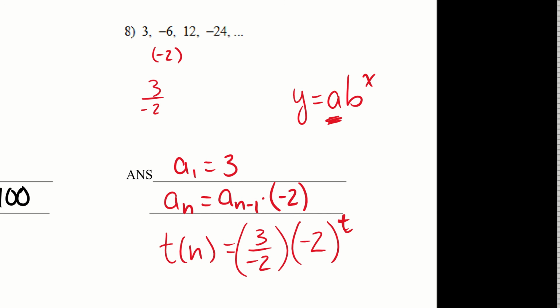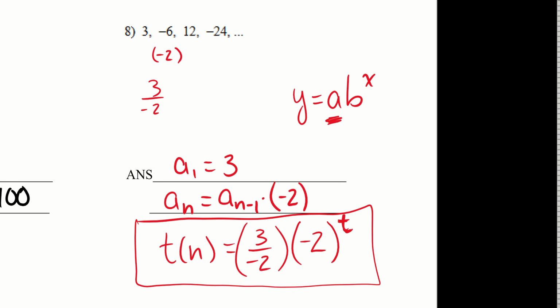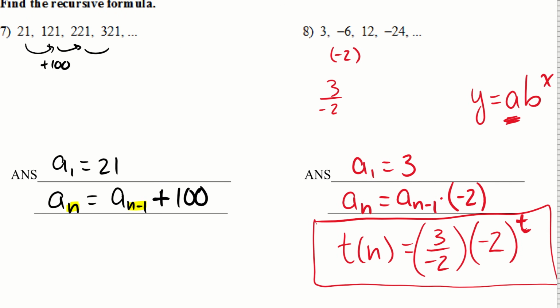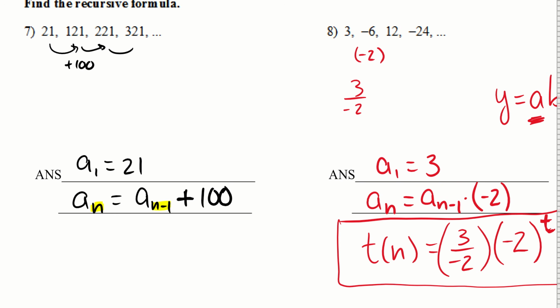So this is the explicit formula, right? Each time I move forward, I'm multiplying by another -2. Now, this formula, if you wanted to know the 50th term, you just plug the number 50 in for n and it tells you. Whereas the recursive formula, you've got to build up to the 50. In order to get the 50th term, you have to know the 49th term. To get the 49th term, you have to know the 48th term. It's a long regress.